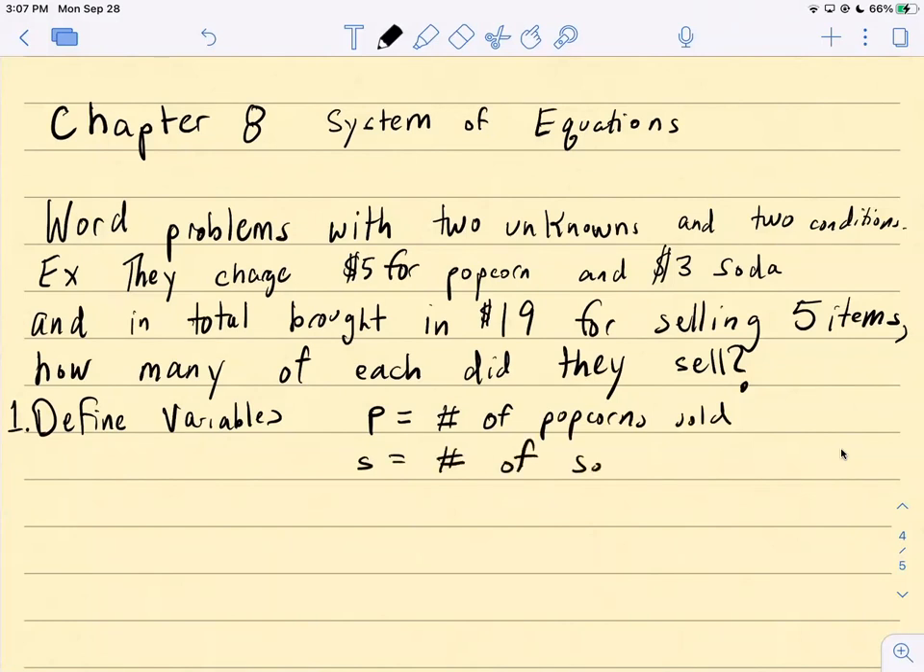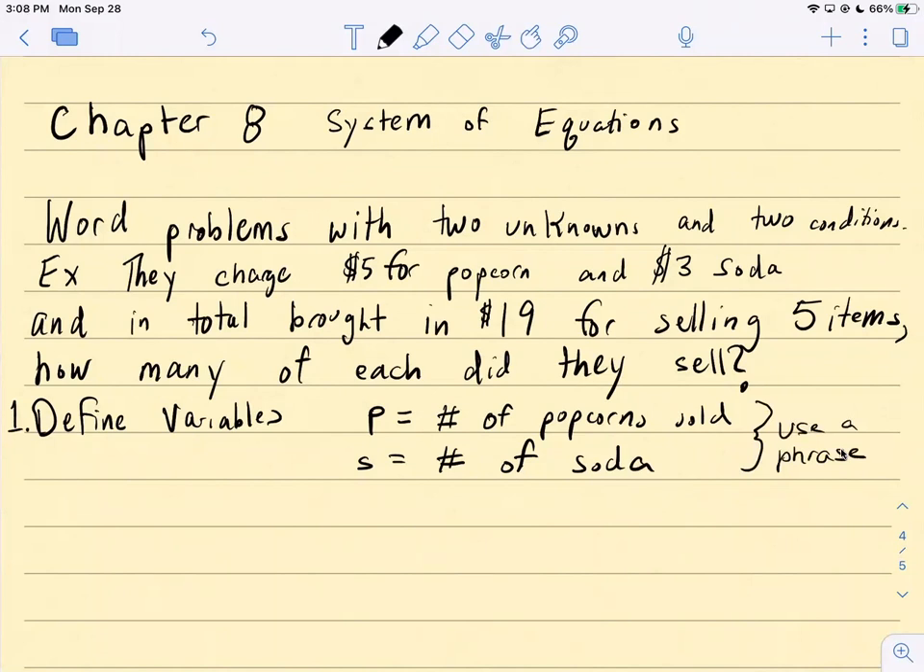And I want you, every time you do one of these, to actually write a little phrase. Never just write one word like P equals popcorn. Always write number of popcorn, because you might get it confused with the price of popcorn. So always use a phrase here. This will be a requirement for getting full credit. So use a phrase to avoid confusion.